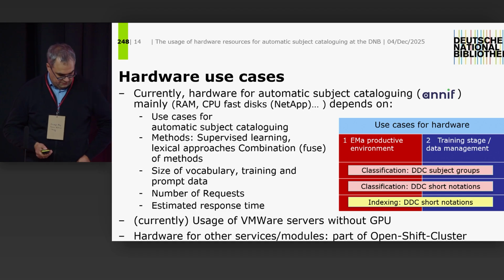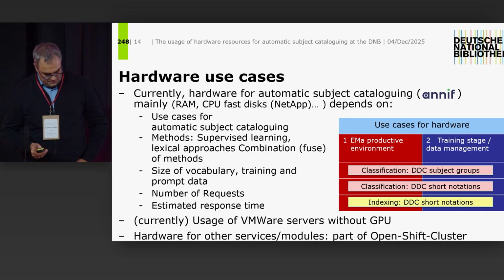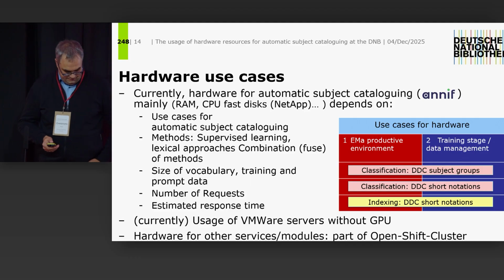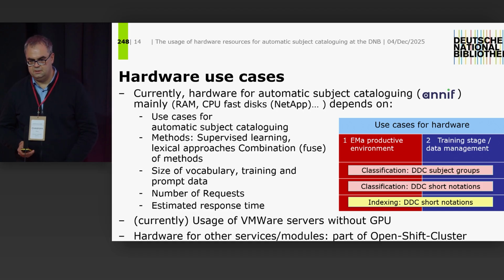The required hardware also depends on parameters like the number of requests and the estimated response time. For our indexing machine, the productive environment and training, we currently use VMware servers with multiple CPU cores without GPU, but this will change in the next weeks. Yes, and in addition, the services are not so hardware greedy. For that, we have an OpenShift infrastructure, and we are happy.